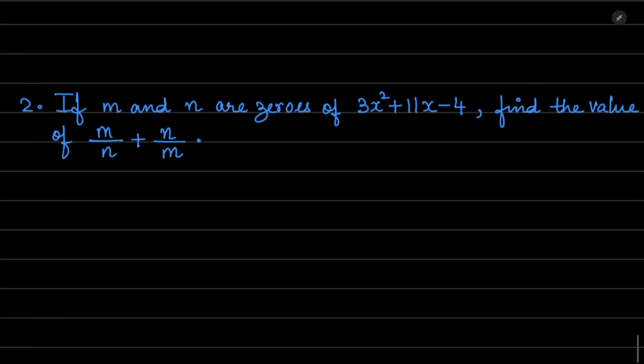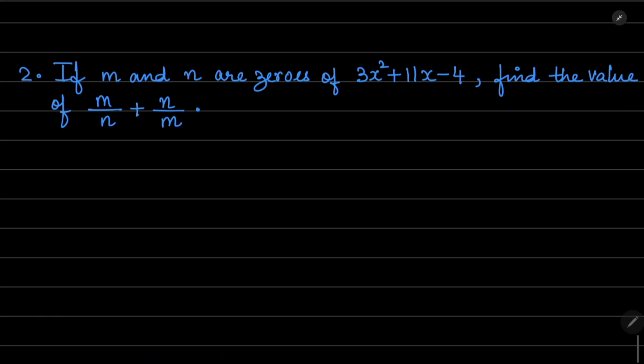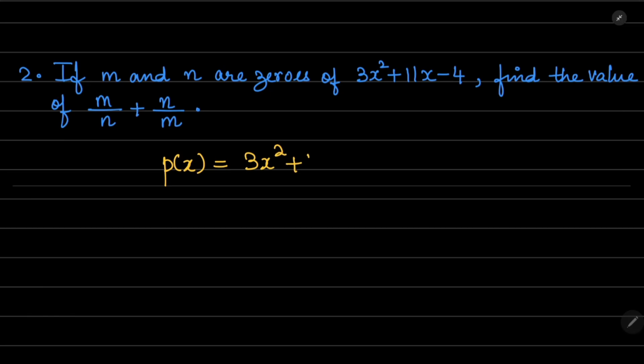If m and n are the zeros of the polynomial 3x² + 11x − 4, find the value of m/n + n/m. Let us go ahead. The minute you are given that m and n are the zeros of the polynomial, let us say your p(x) is given as 3x² + 11x − 4.